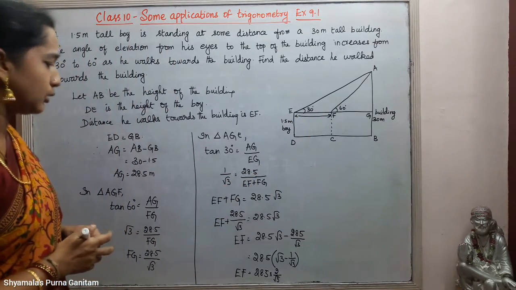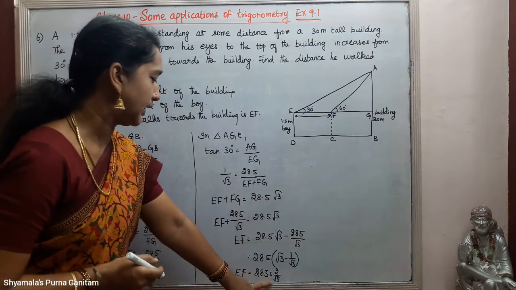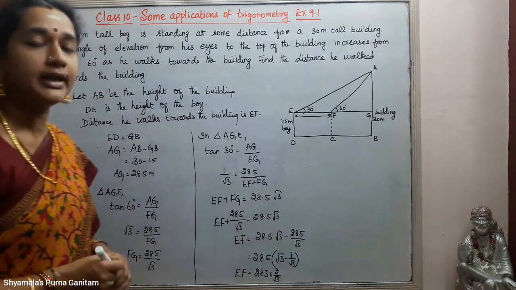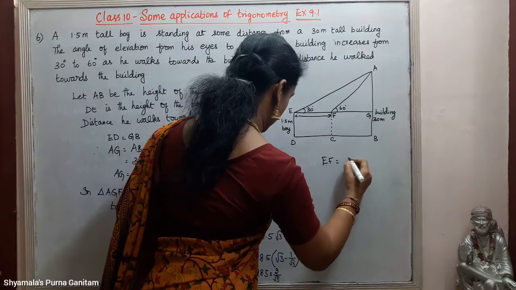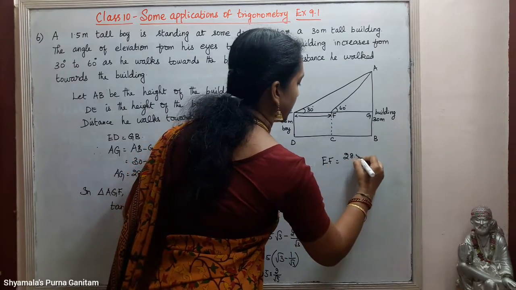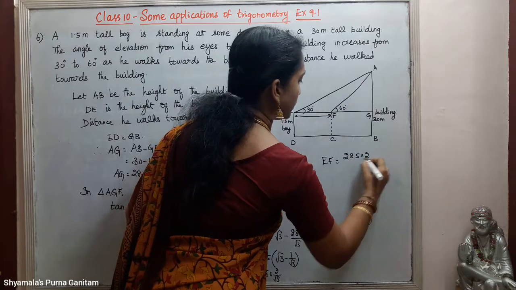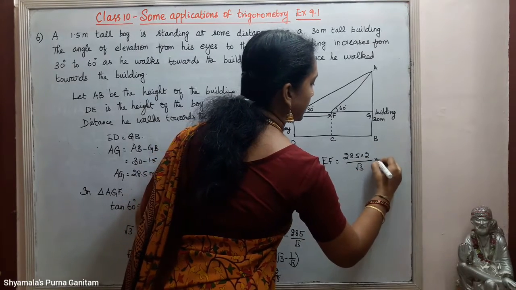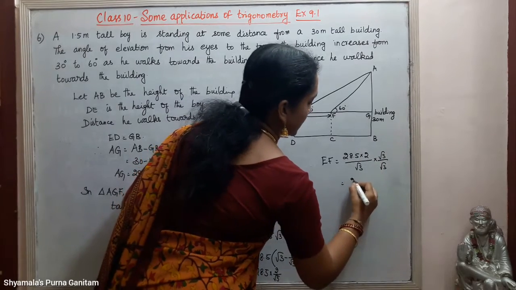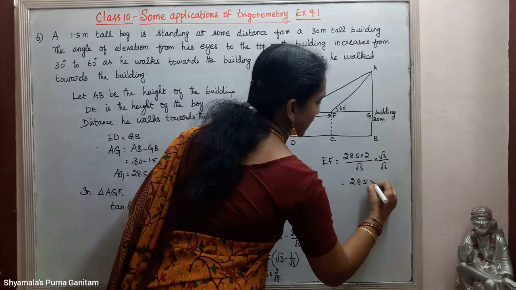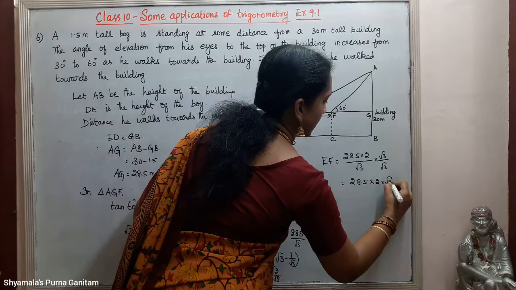EF is that distance. EF is equal to 28.5 into 2 by root 3. When we simplify this, EF is equal to 28.5 into 2 by root 3 into root 3 by root 3. So when we simplify this, 28.5 into 2 into root 3 by 3.